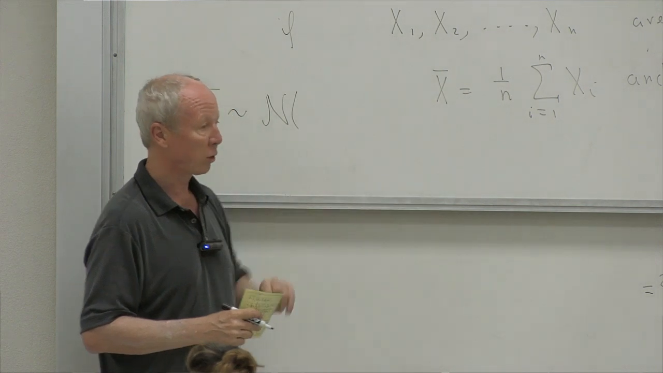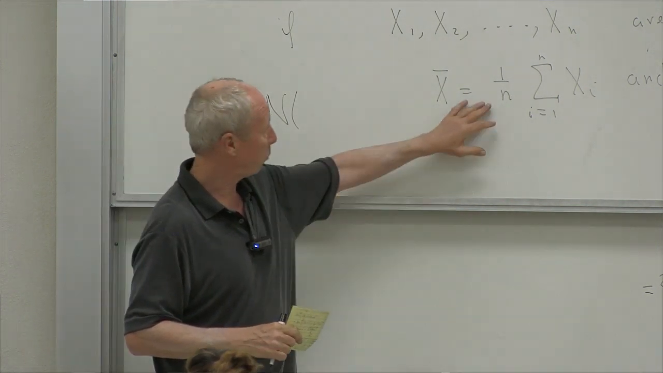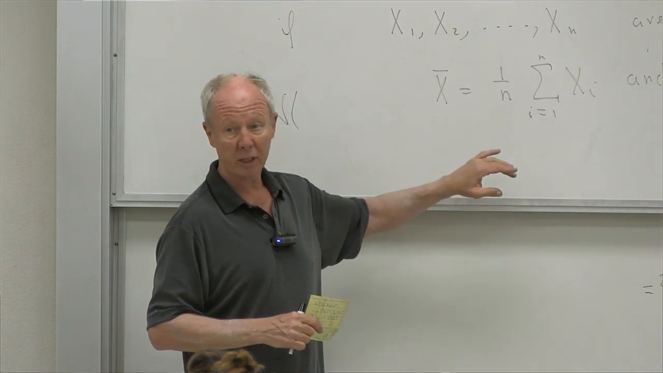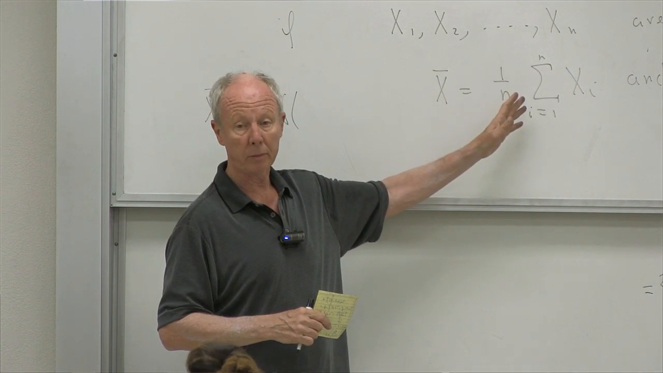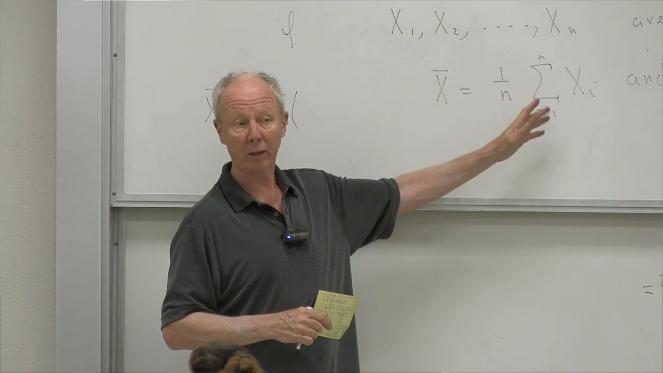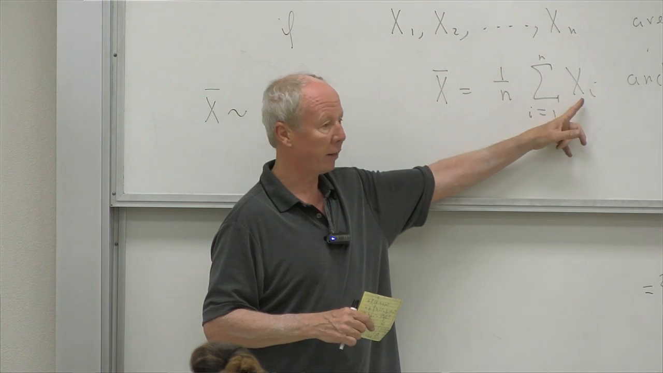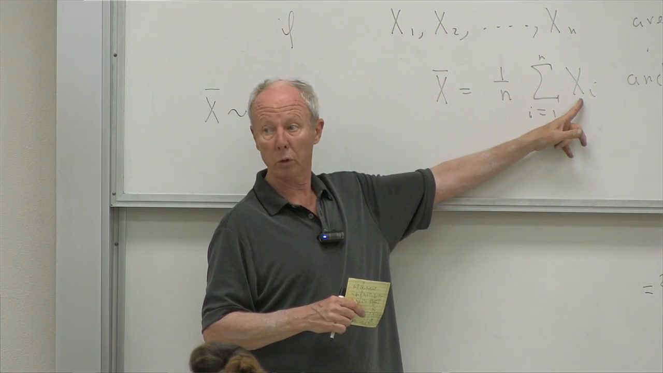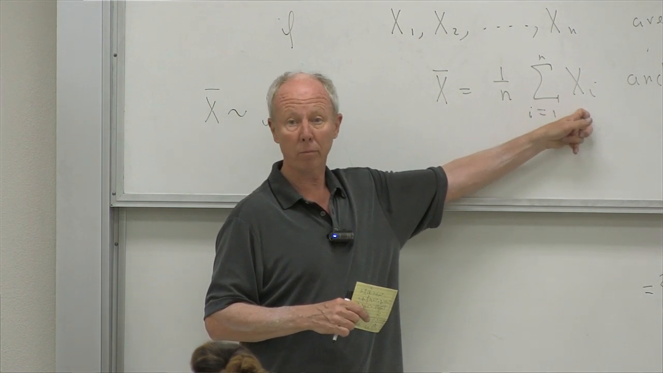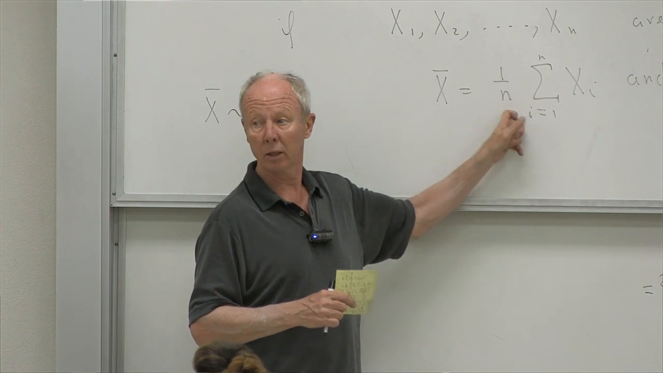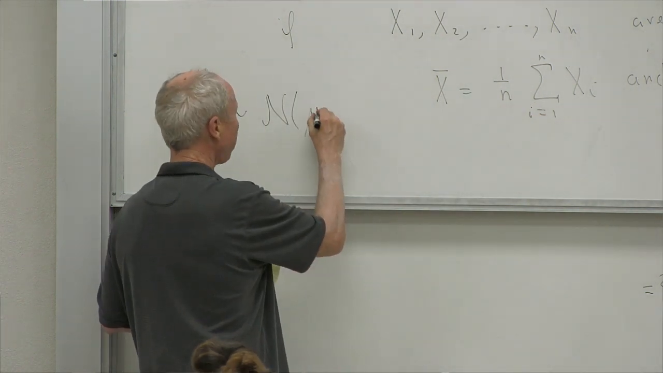What's the expected value of x bar? Well, we'd get 1 over n, and then the expected value of this sum. What's the expected value of a sum? It's the sum of the expected values. So we get 1 over n, the sum of the expected values. Each one of these is mu. We add up mu n times, we get n mu. Divide by n, we get mu. So this is normal with mean mu.